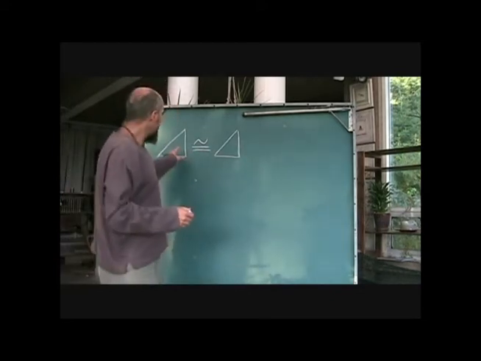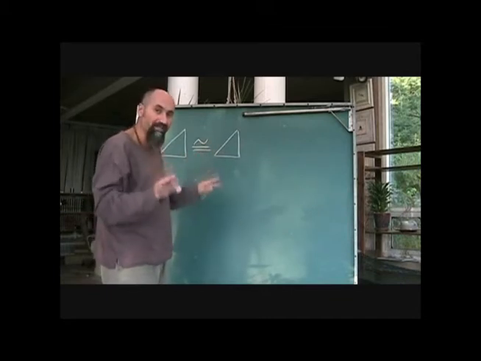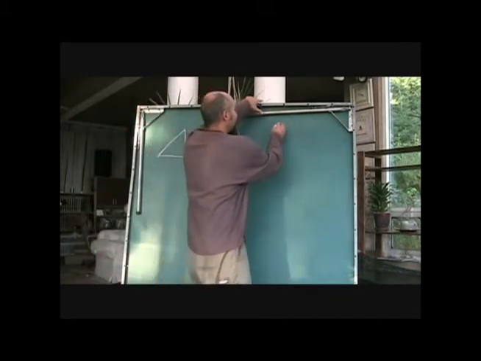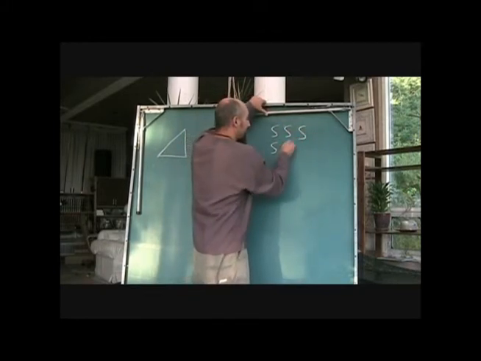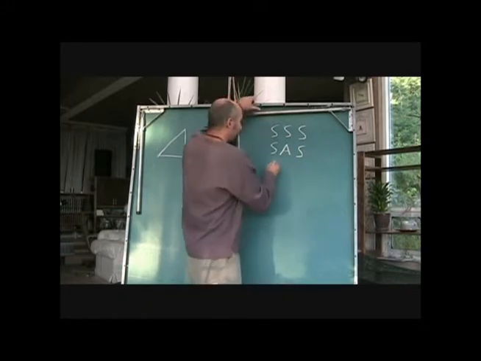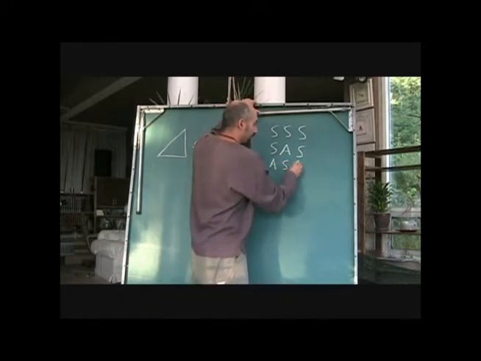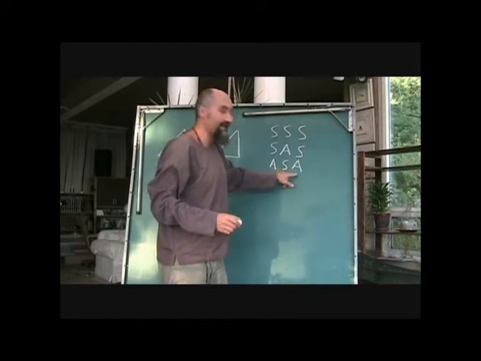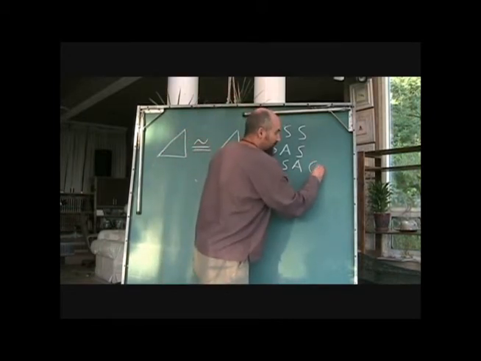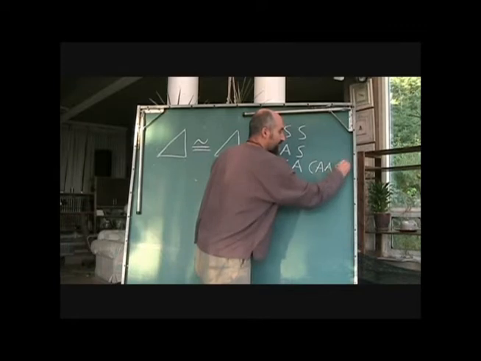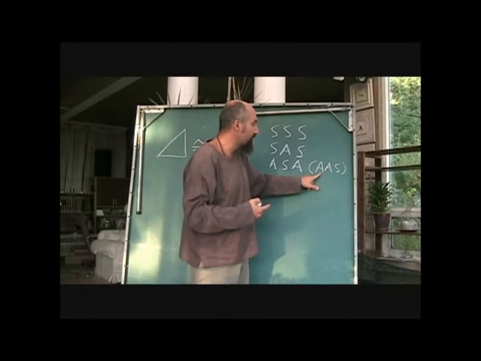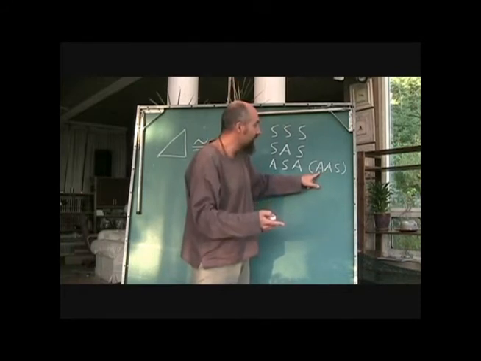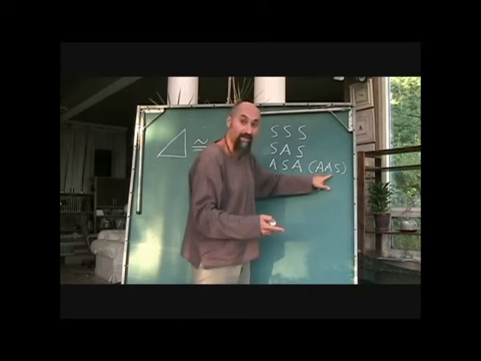Now the only way for you to know if two triangles are identical is if they have the same three sides, which is called side, side, side, if they have side, angle, side, or if they have angle, side, angle. Now keep in mind, angle, side, angle also occurs when you have angle, angle, side. We'll talk about this, but you should remember this, because if you're given two angles in any triangle, you know the third angle. So that would mean this isn't just angle, angle, side, it's actually angle, side, angle.